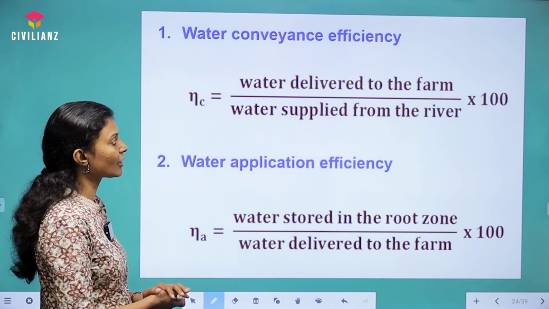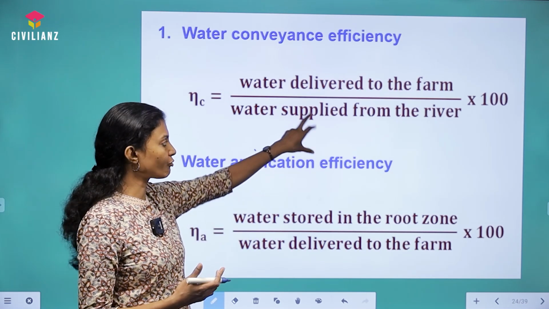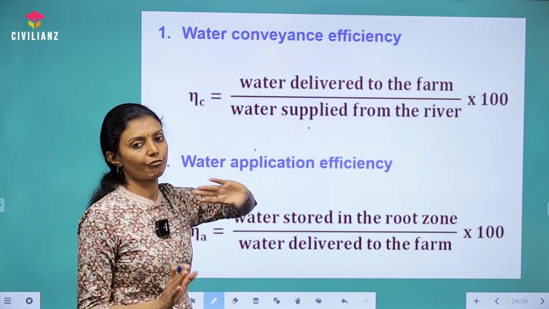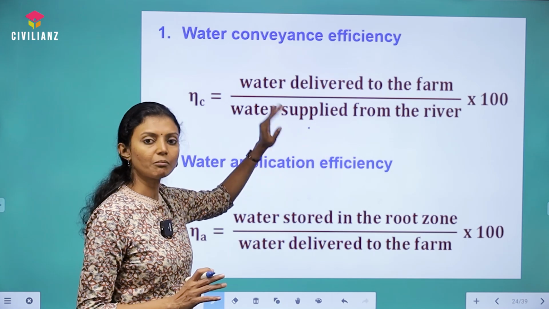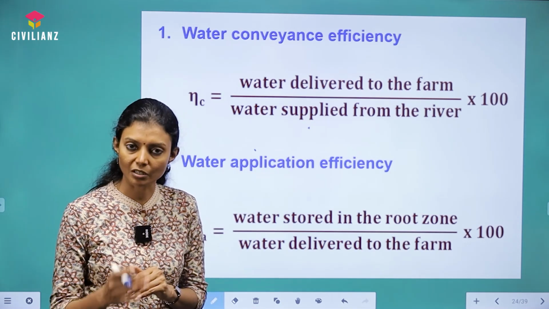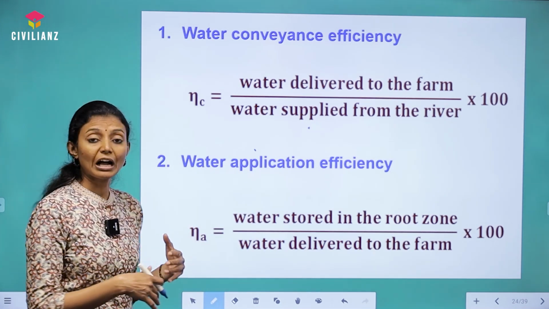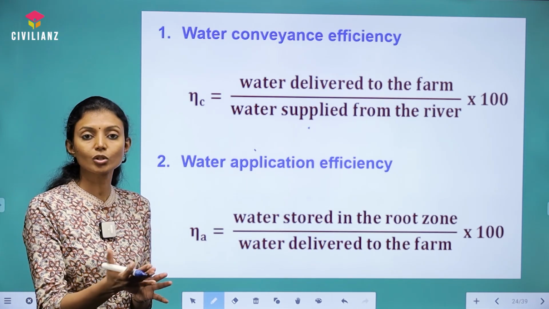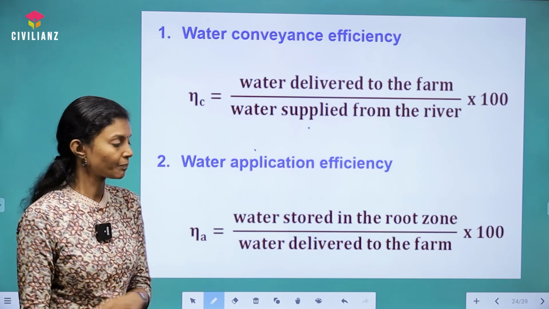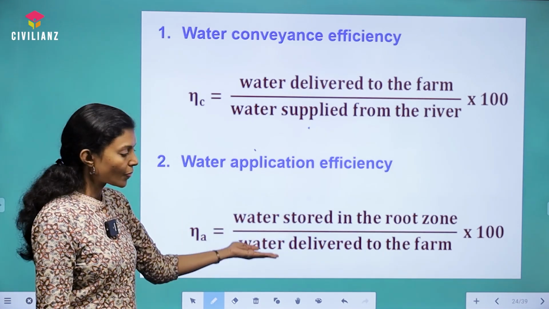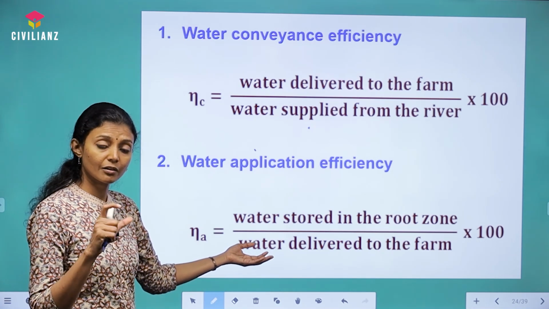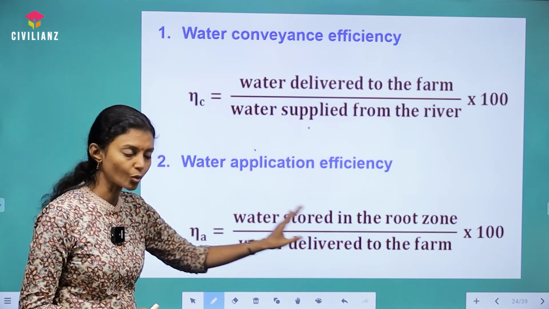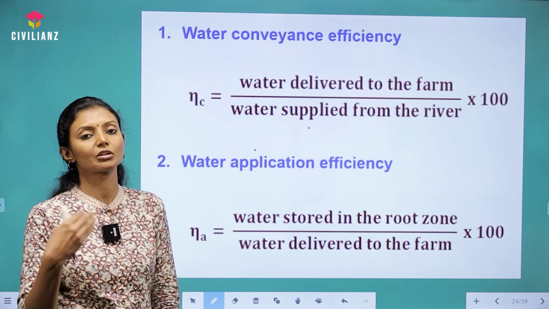Clear? So water conveyance efficiency: you are taking some amount of water from the river, and from that amount, after all the losses, some amount has reached the farm. So water delivered to the farm divided by water supplied from the river into 100. Now you have delivered some amount of water to the field, but it's not possible that the root or the plants get that full amount of water. So water application efficiency means the water which was delivered and within that how much water was obtained by the plant. So water stored in the root zone divided by water delivered to the farm into 100.